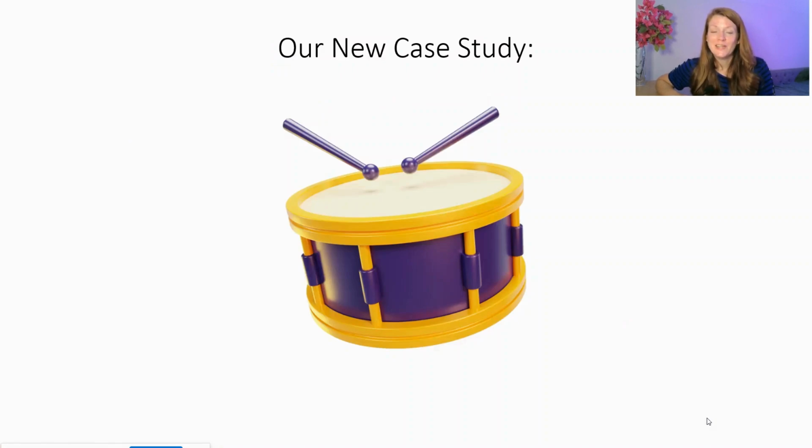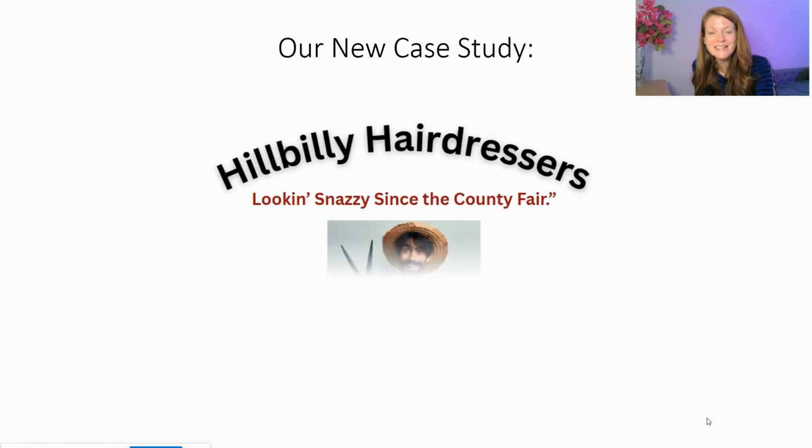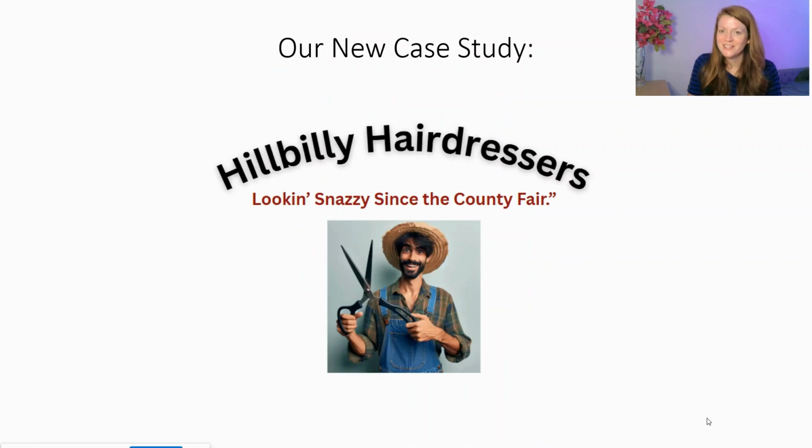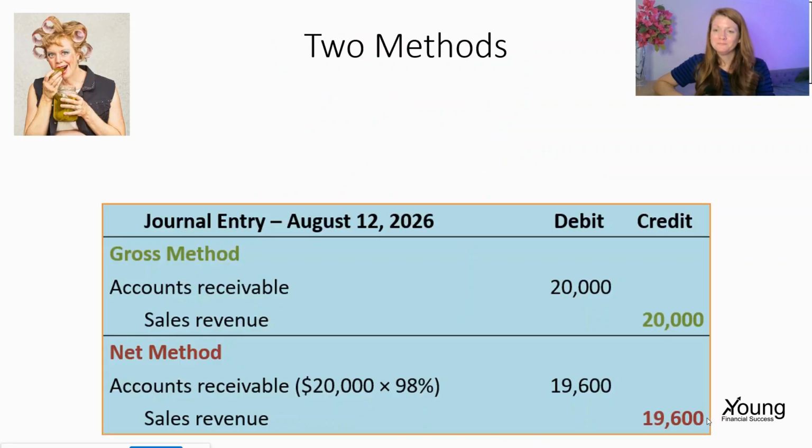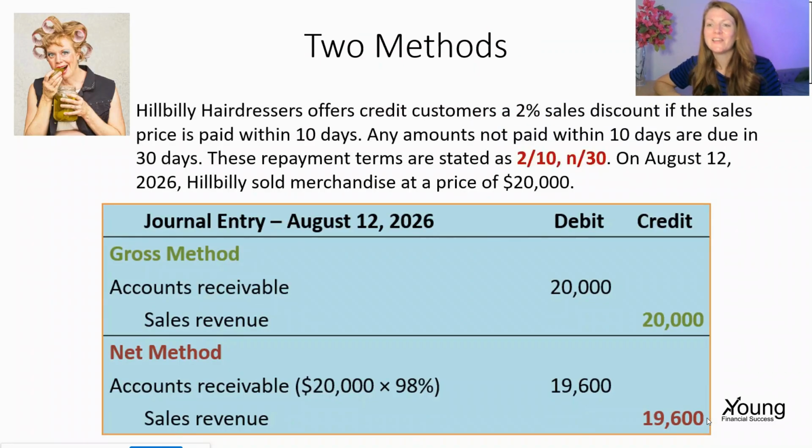So we're going to look at an example. But first, drum roll. Our new case study is Hillbilly Hairdressers, looking snazzy since the county fair. Do you want this guy cutting your hair? I mean, maybe he's competent, but the scissors are a little large. All right, so better than Edward Scissorhands, though. Okay, so let's look at our first example with Hillbilly Hairdressers.